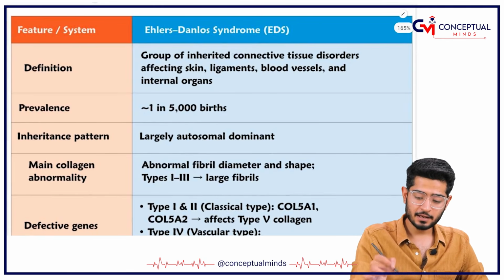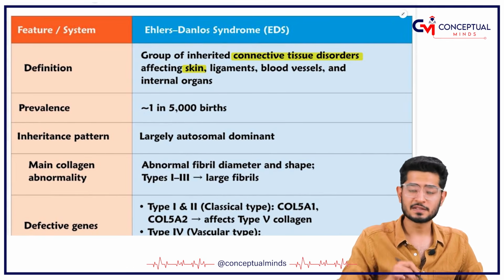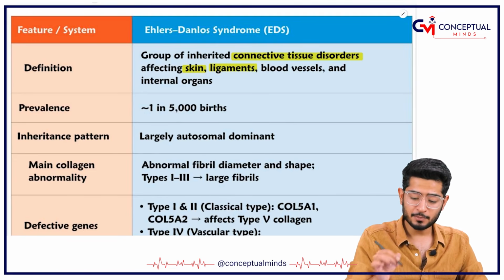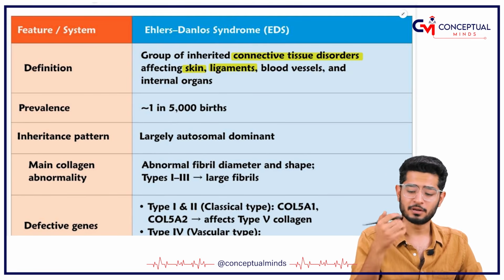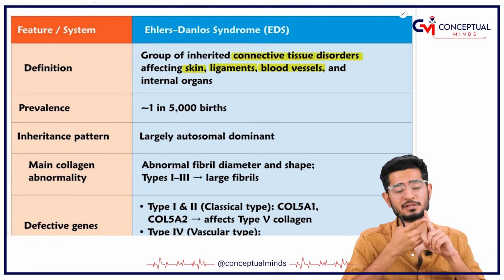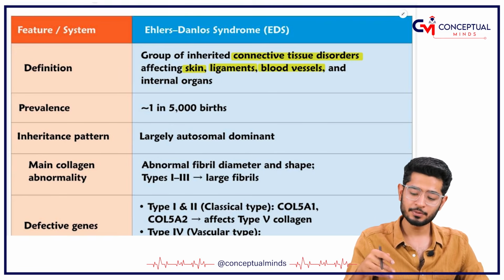Basically, Ehlers-Danlos syndrome is a connective tissue disorder which is going to affect the skin. As you have seen, there will be loose folds of the skin. There will be ligaments that have less power, that's why there is hypermobility at the joints. Blood vessels will be hampered. So there is aortic aneurysm, dissection of aorta, and in fact aortic regurgitation is going to happen.